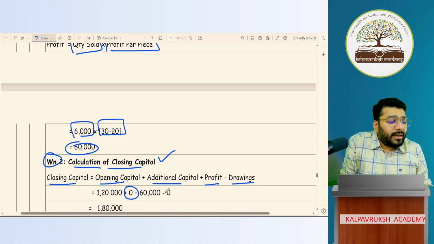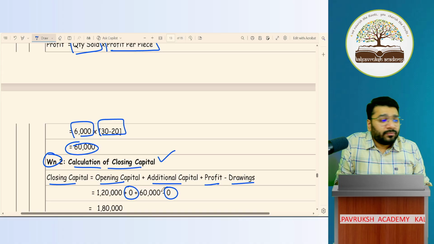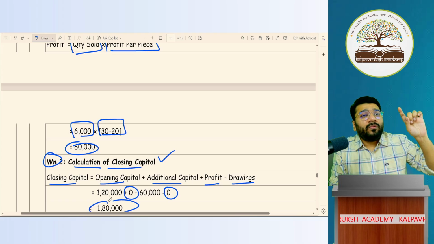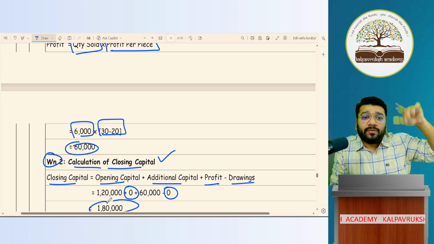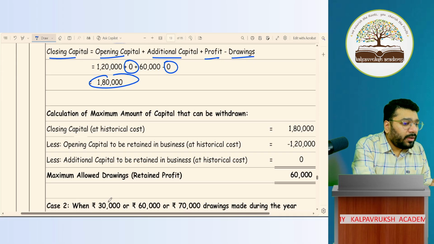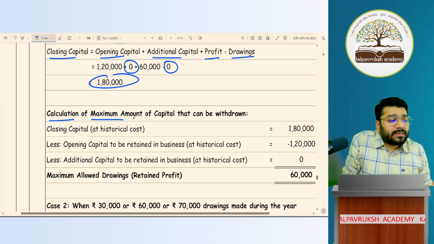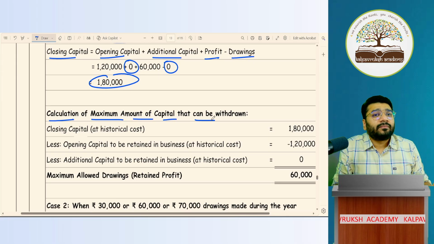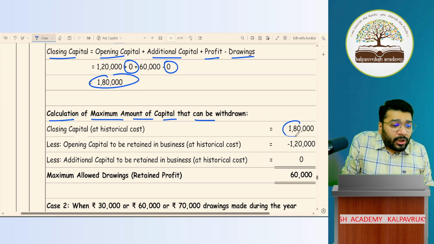In this, additional capital is 0, drawings is 0. So what is my closing capital? It's the sum total of opening capital and profit, which is 180. Yes or no? Okay. Now, what are they asking? Calculate the maximum amount of capital which can be withdrawn. So, current closing capital is 180.